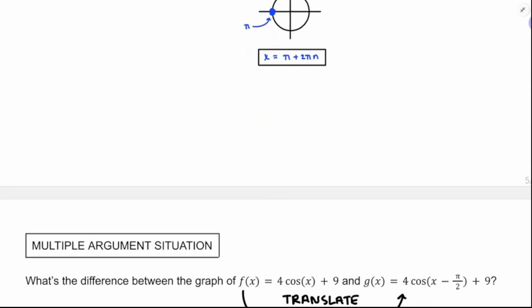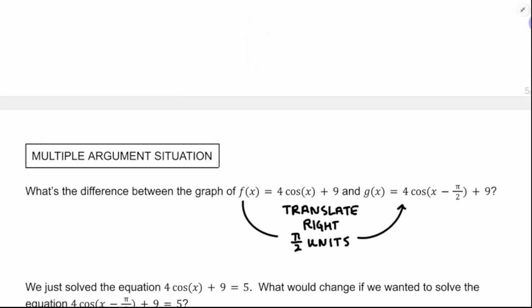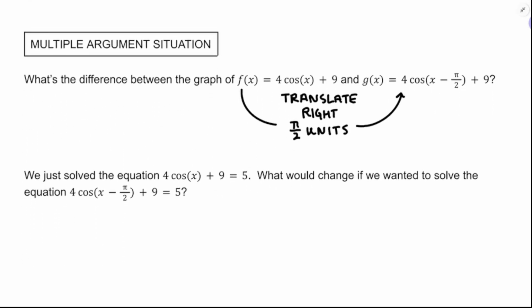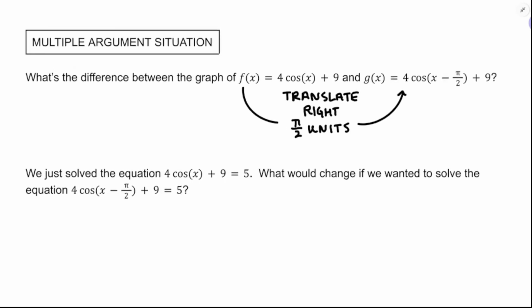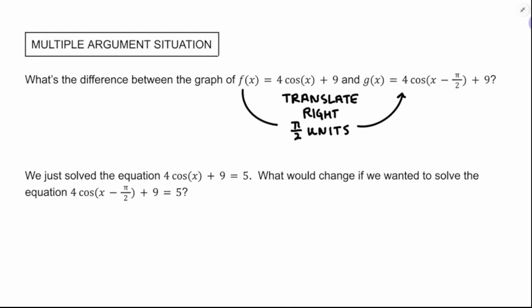So the question is, what would change if we were solving a very similar equation, but we replaced x with x minus pi over 2? It should shift the solutions right pi over 2 units. And I'm going to show you that happening in a different window.